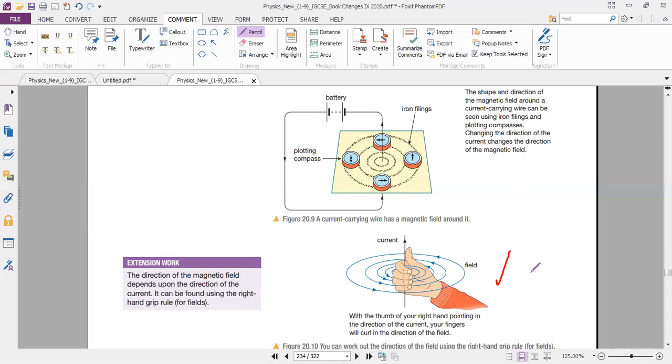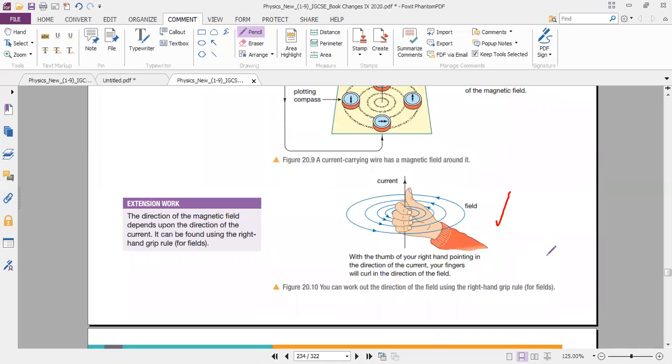You cannot definitely point where is the north pole or where is the south pole, as the magnetic field is circular. And just the direction of the magnetic field can be found by using the right hand grip rule. Look at the diagram, figure 20.10, at how the person gripped the wire. Definitely, when current is not flowing through the wire, then you can grip it, otherwise you may get a shock. Grip the wire in a way that the thumb indicates the direction of current.